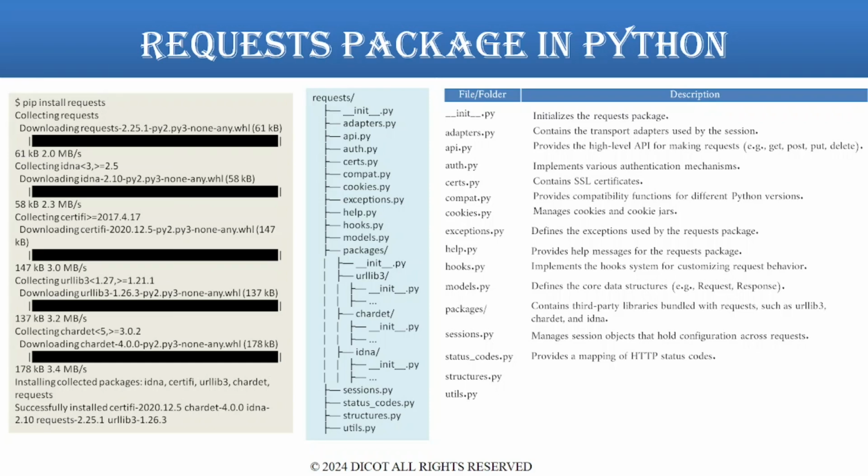Next, the structures.py file implements special data structures used by the package. Next, the utils.py file contains utility functions used throughout the package. So, this is how a third-party package like requests looks. Having an understanding of its structure will help you in designing and writing your own packages efficiently and effectively. So, this covers an overview of modules and packages in Python programming language.